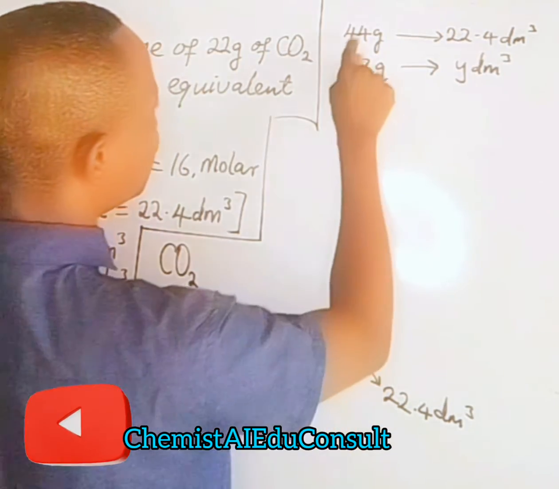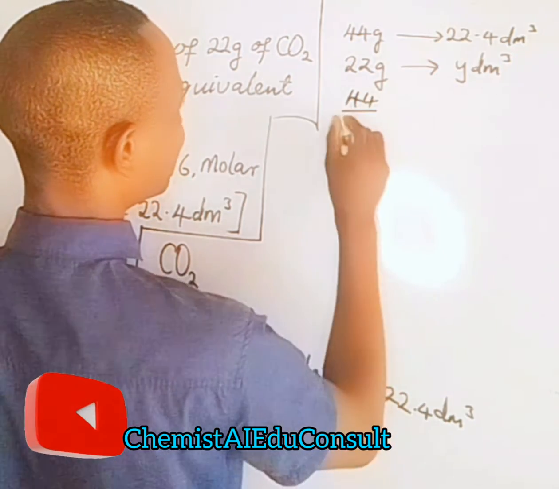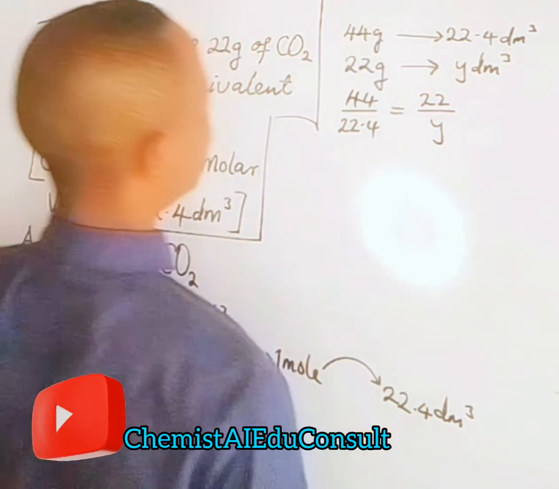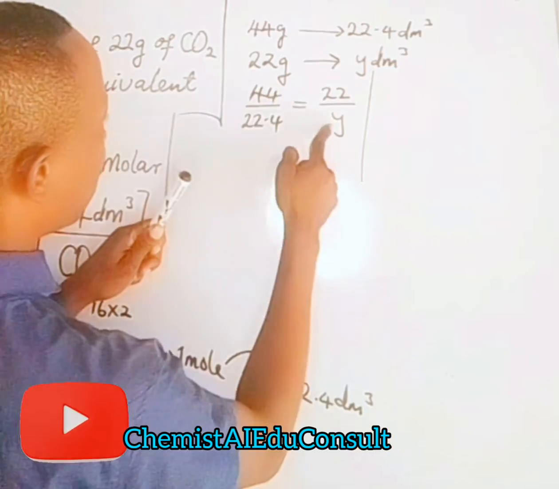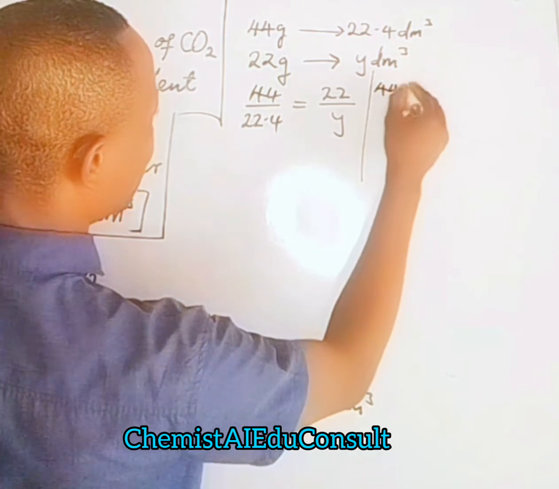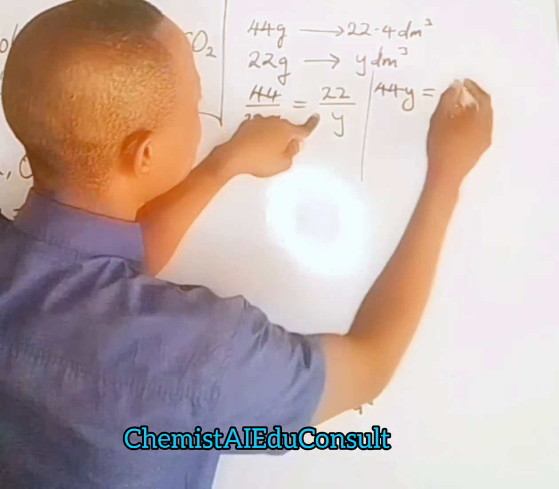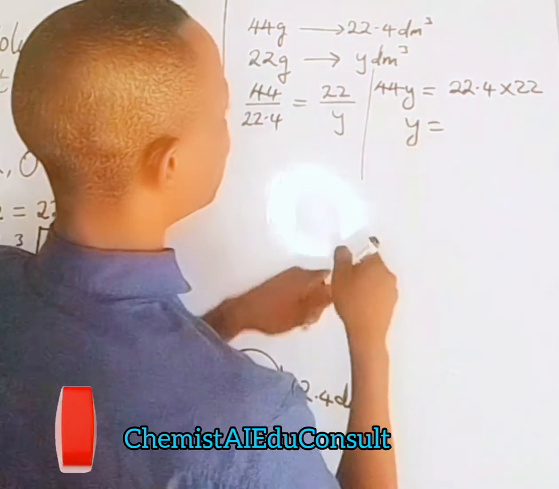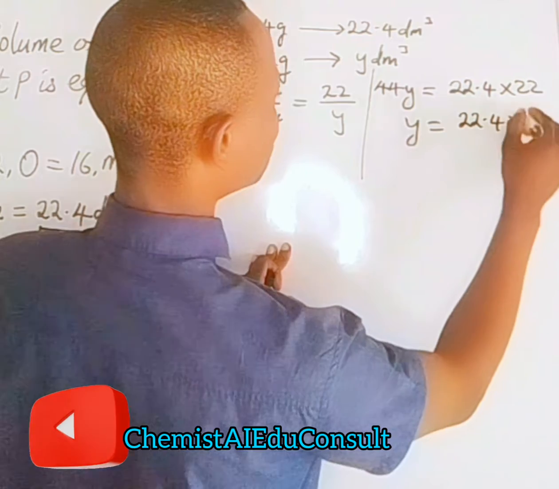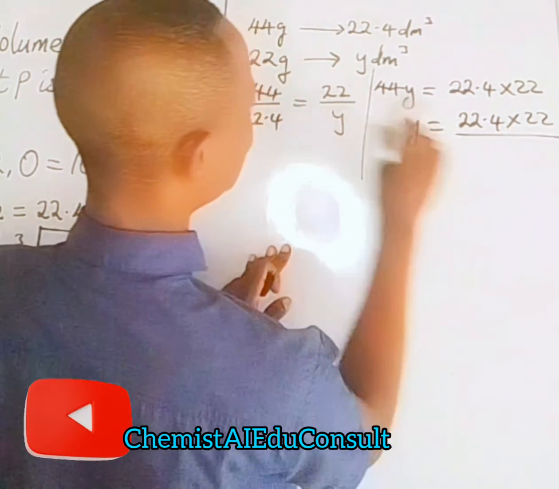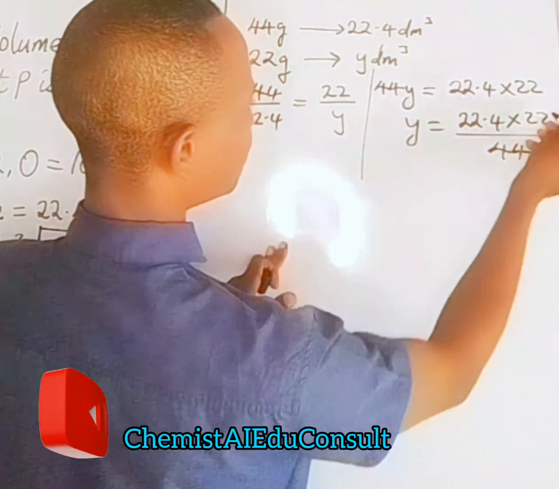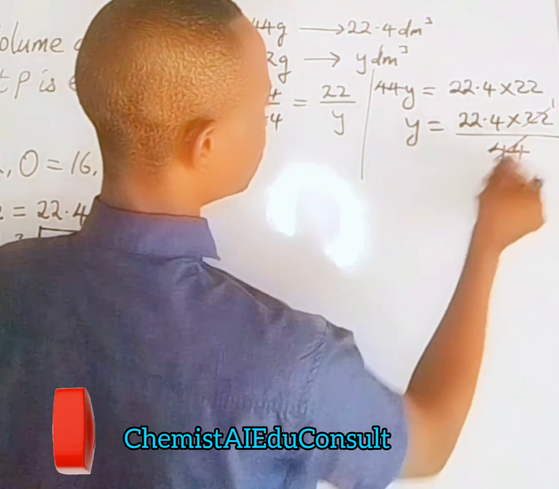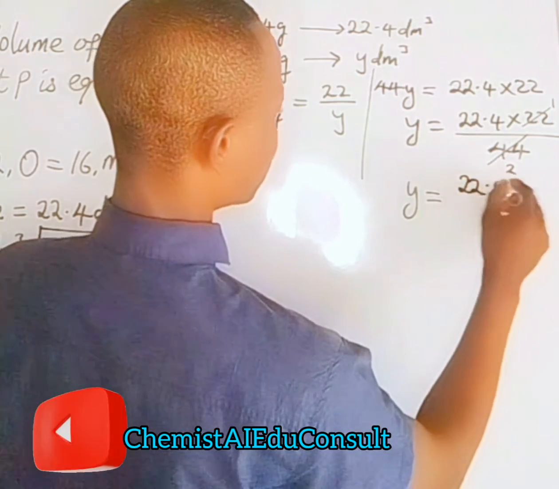What we are going to do is, this 44, we divide it by 22.4. This 22 also, we divide it by Y. So that when we clear the fraction, Y times 44 is 44Y, right? If 22.4 multiply 22, we just write it 22.4 times 22. So Y alone will give us 22.4 times 22, you repeat, divided by this coefficient, 44. You can see that 22 can divide 44. 22 divide 22, 1. And 22 divide 44, 2. 22.4 divided by 2.